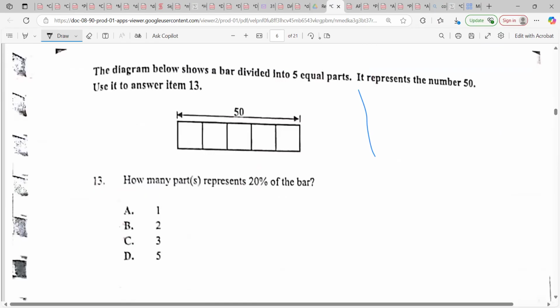The diagram below shows a bar divided into 5 equal parts. It represents the number 50. Use it to answer item 13. How many parts represent 20% of the bar? So work out that, guys.